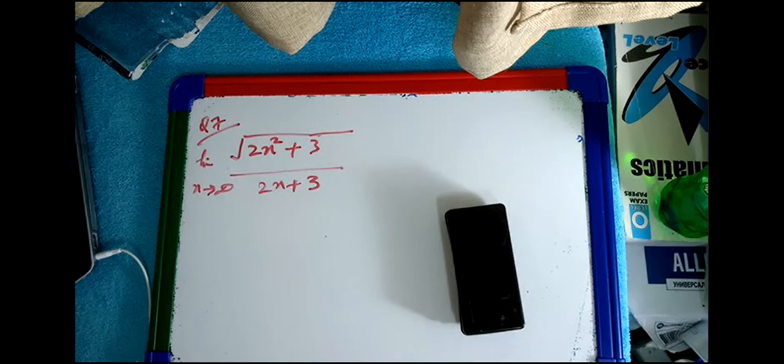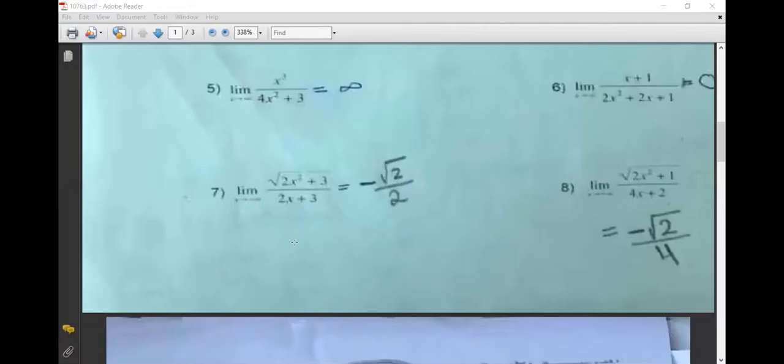It's a little bit different thing. 2x square plus 3 and 2x plus 3. The question is this, huh? And the answer also they write. And they write the answer minus square root 2 of 2 over 2. Okay, let's try. This looks interesting.